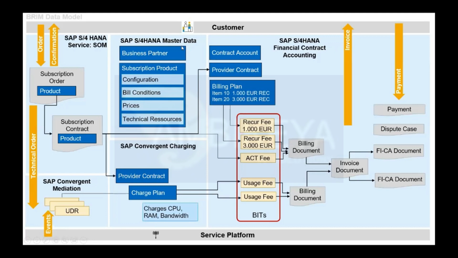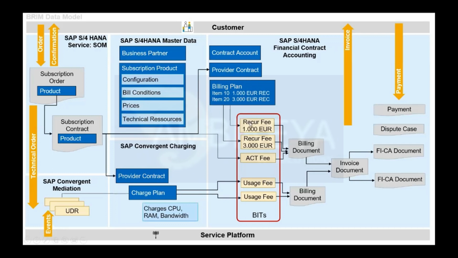The advantage now is that we have S/4HANA master data. We reuse the business partner in the landscape, and we also have product configurations, billing conditions, prices. For prices, for example, we use sales and distribution pricing and condition logic, and we also have technical resources in place that we need. For example, for mobile, you have your mobile number, or you can also use an IP address in the context of software-related services.